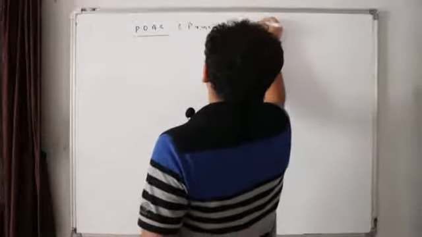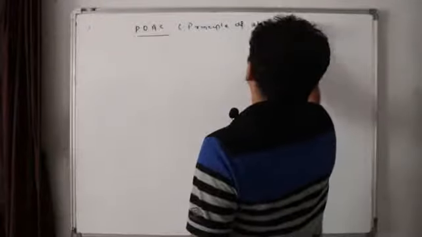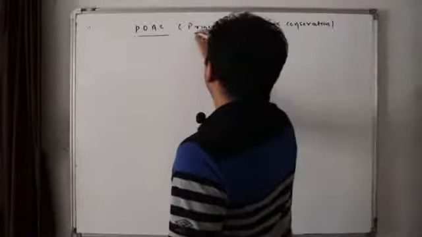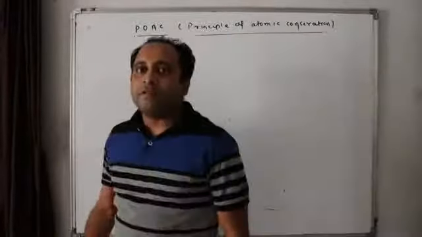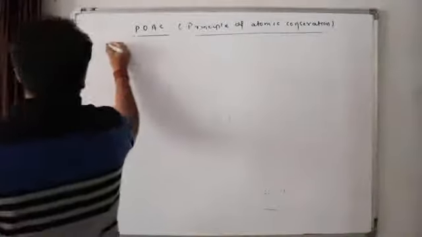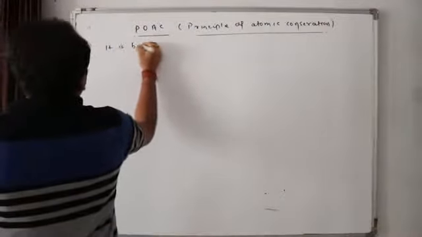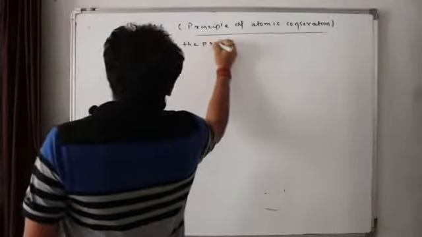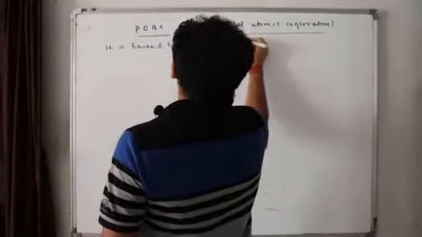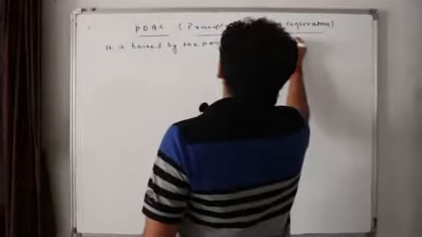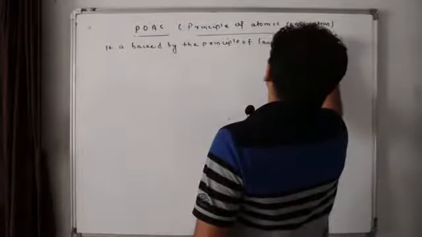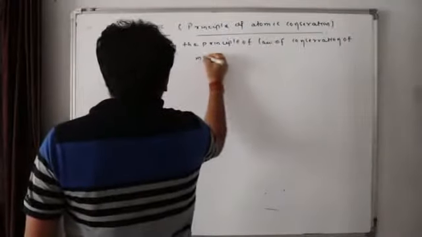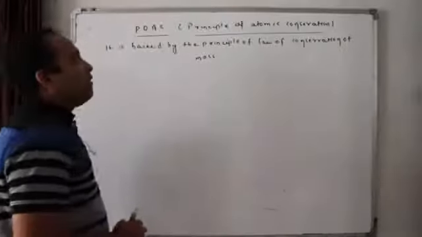POAC is the principle of atomic conservation. It is backed by the law of conservation of mass. What is this law of conservation of mass?